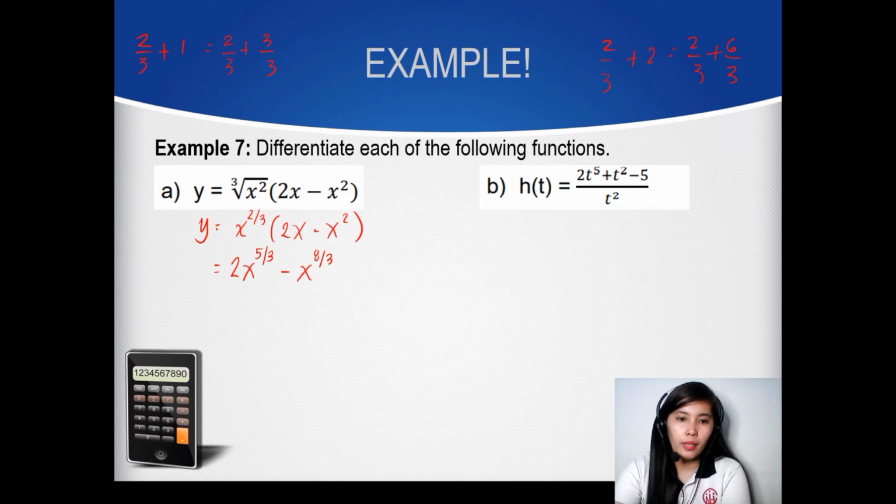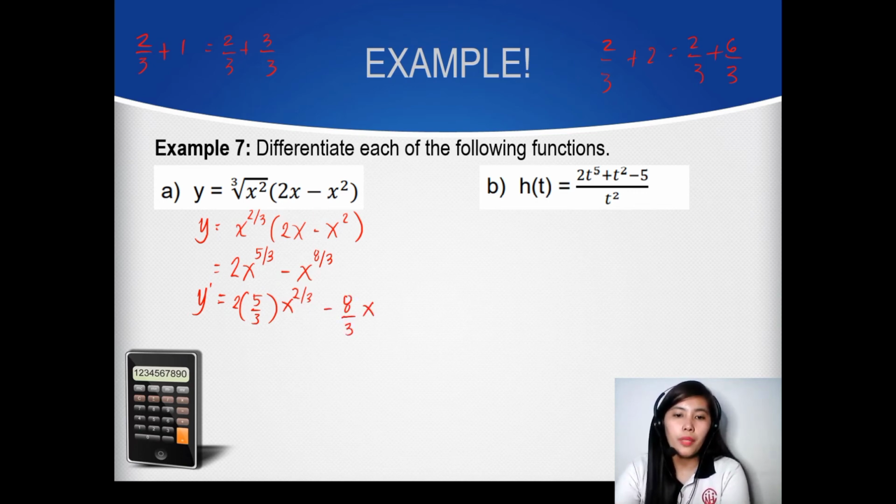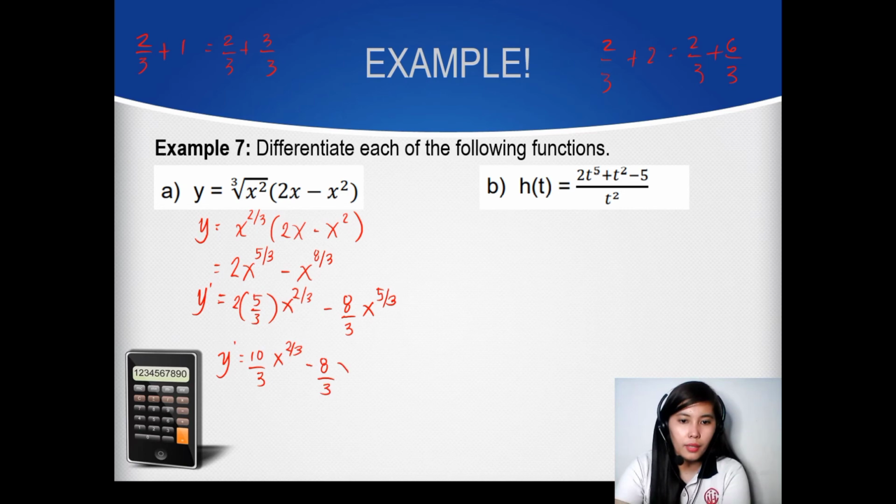So now we can differentiate this. So this will be 2 times 5 over 3, x raised to 5 over 3 minus 1, or 5 minus 3, that is 2/3. Minus 8 over 3, x raised to 8 over 3 minus 1, or 8 minus 3, that is 5 over 3. So our final answer, y prime is equal to 10 over 3 x raised to 2/3 minus 8 over 3 x raised to 5 over 3. So that is our answer.